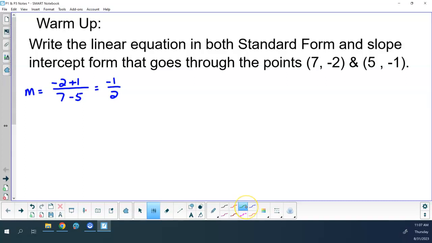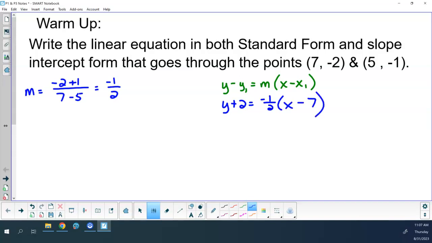I'm a point sloper because then it just works it through. So the point-slope form, just the way I was taught. I know that they don't teach it that way anymore, but it works for me. So y minus, let's go with the first one: y plus 2 equals negative 1/2 times x minus 7. The other one would have been y plus 1 equals negative 1/2 times x minus 5. Either way, you're going to get the same thing.